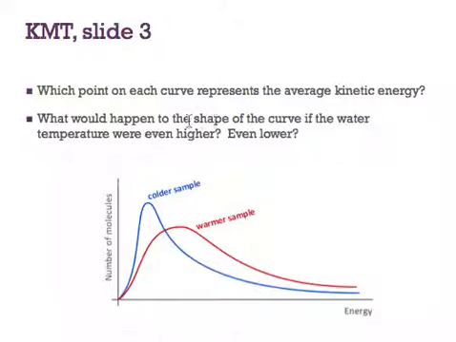The second question is, what would happen to the shape of the curve if the water temperature were even higher? We would see that the red line would smear out even further. It would get even lower, the curve would spread out further, and the average would move up farther on the energy graph. And if we had a lower temperature, it would be an even sharper curve than the blue one. It would get higher and tighter over to the left side, and the average point would be further over.